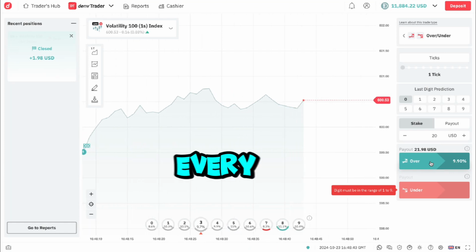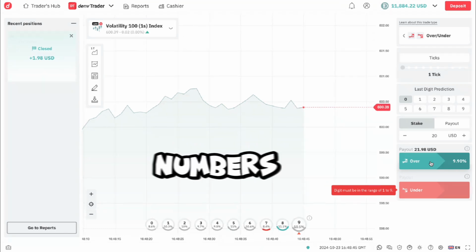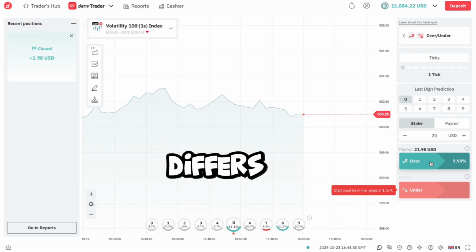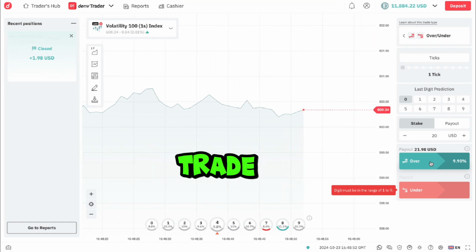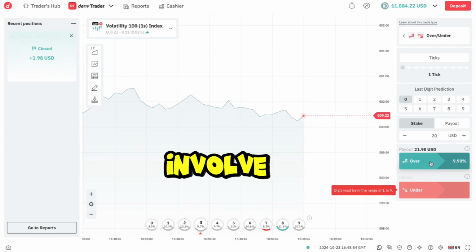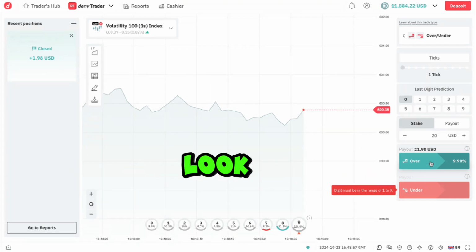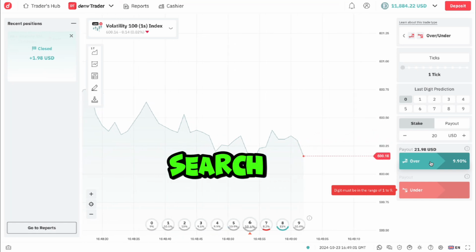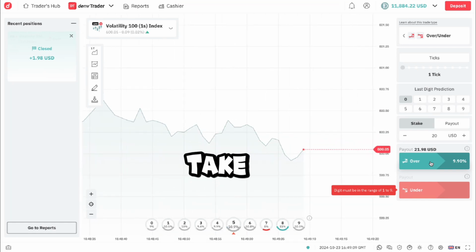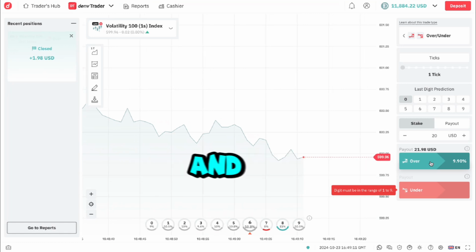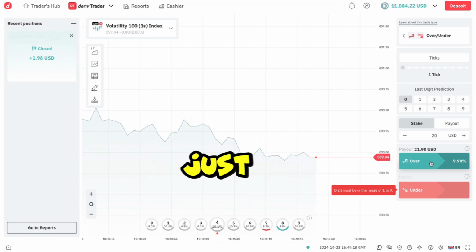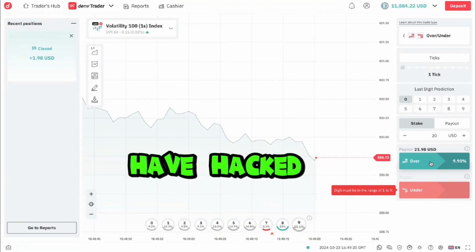Everything and every secret on Deriv is on these numbers. If you want to trade over and under, matches and differs, even odd. If you want to trade rise and fall and other markets that involve candlesticks, go online and look for a book called Candlestick Bible. It's free. You just need to search. Just look at these probabilities. Take these numbers as probabilities and think a number that appears most is most probable, a number that appears least is least probable. Just that, and you'll have hacked Deriv.